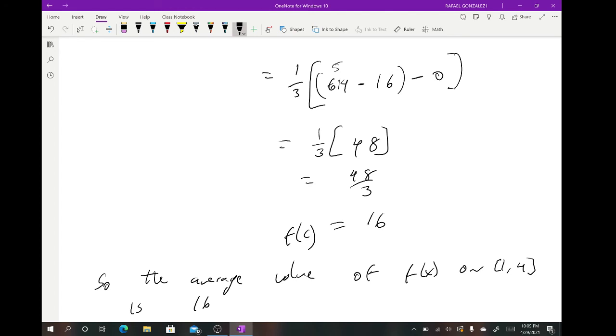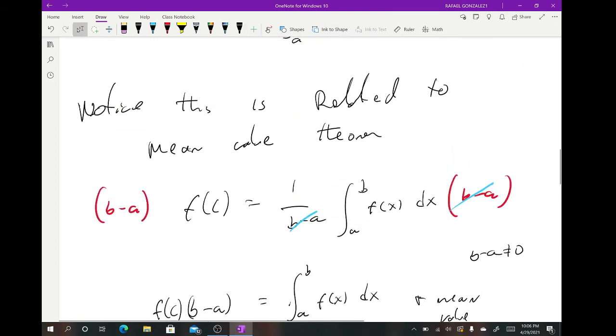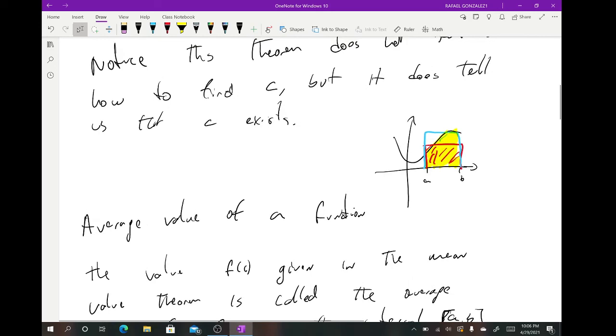So that is how you find the average value of a function. You can use this average value theorem to find a lot of different things in application, such as speed, the speed of a bullet, the speed of a vehicle traveling, all of these things. So this is a pretty neat little section right here for the mean value theorem.